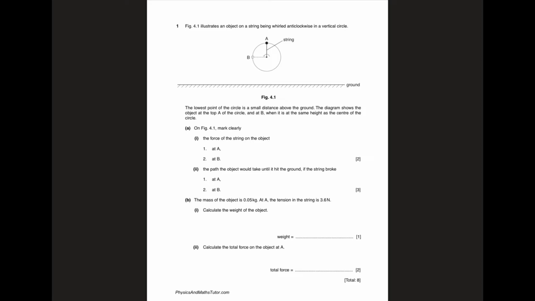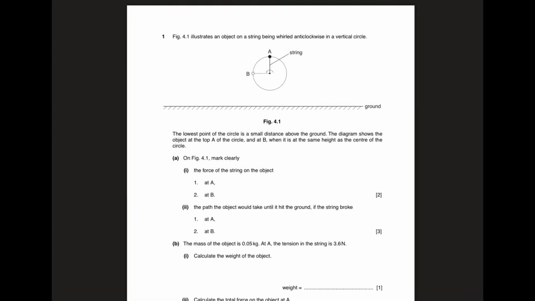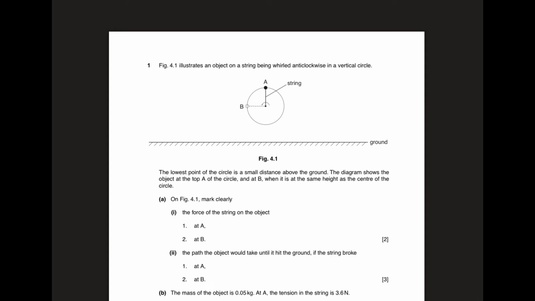Okay, so we look at this question now. This is a question related to circular motion. First of all, let's go through the question. Figure 4.1 illustrates an object on a string being whirled anti-clockwise in a vertical circle. Okay, so like this. The lowest point of the circle is a small distance above the ground. So which is this part, lowest point.